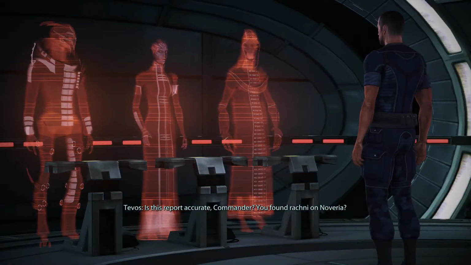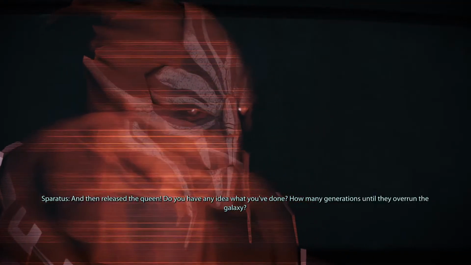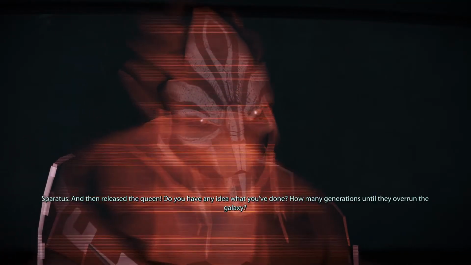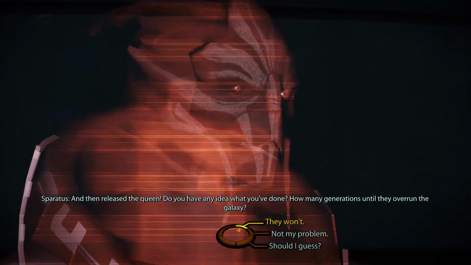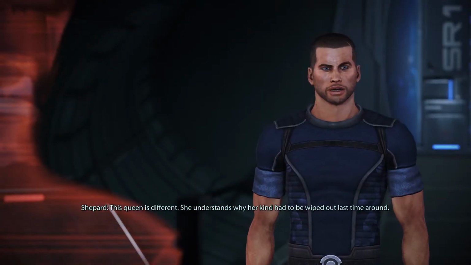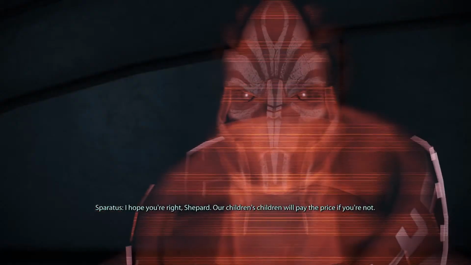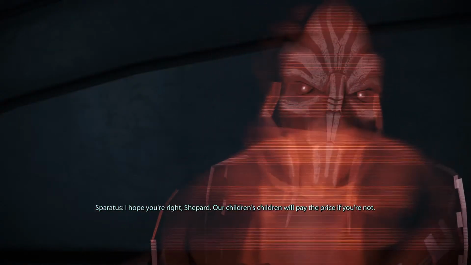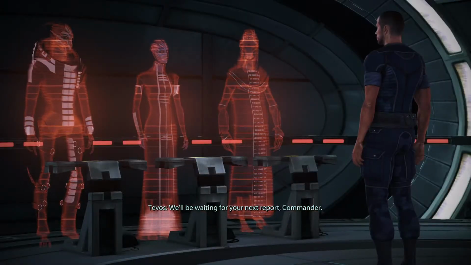Is this report accurate, Commander? You found Rachni on Noveria? And then released the Queen. Do you have any idea what you've done? How many generations until they overrun the galaxy? This Queen is different. She understands why her kind had to be wiped out last time around. I hope you're right, Shepard. Our children's children will pay the price if you're not. We'll be waiting for your next report, Commander.